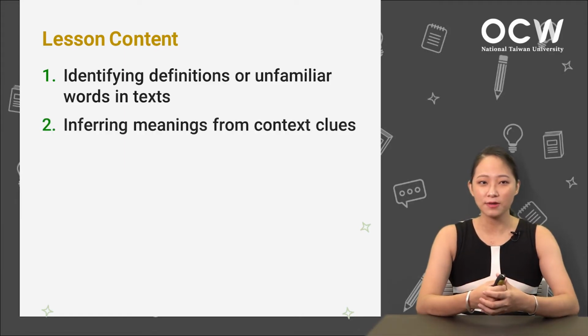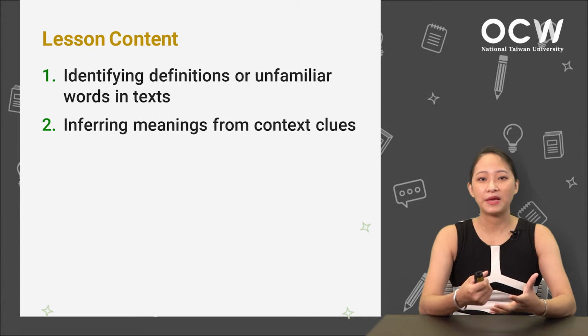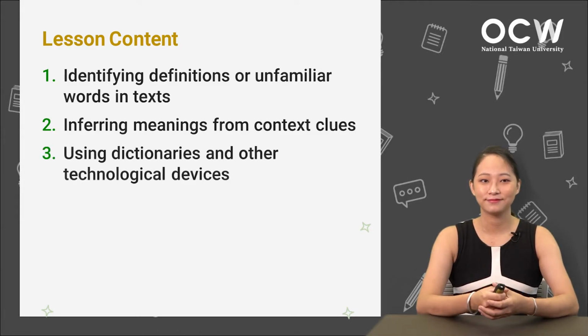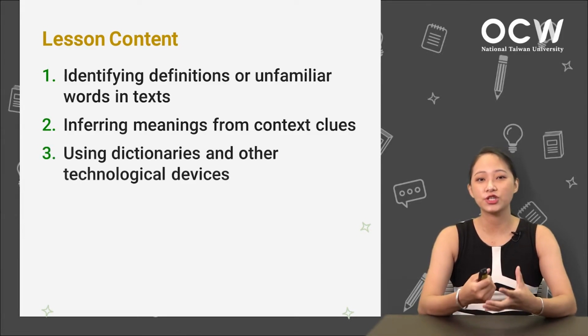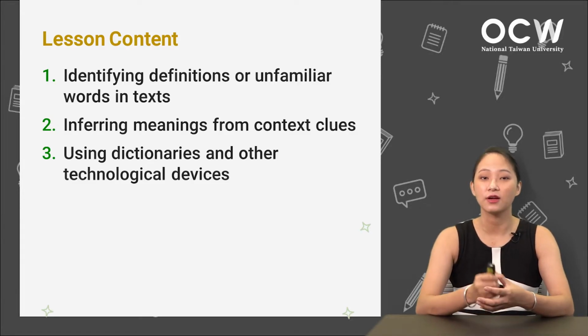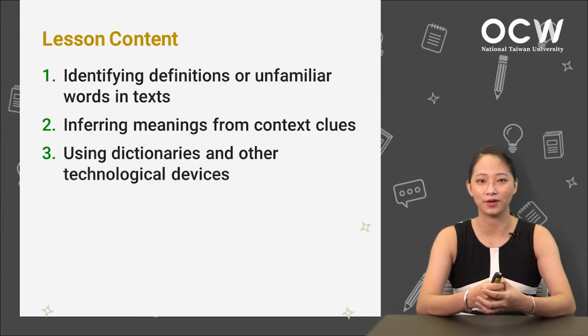Next is inferring meaning from context words. Basically, we're looking at clues that are provided in the reading, and based on these clues, like Sherlock Holmes, we're going to find the answers. Third, we're going to introduce how to use dictionaries or other technological devices to better assist you in finding out the meaning of these unfamiliar words.